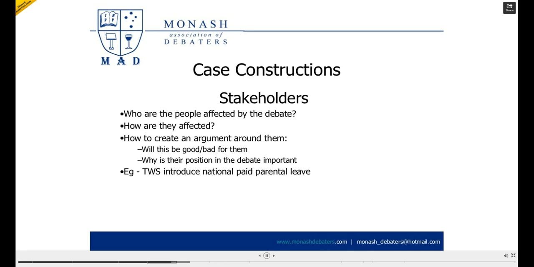So the example I had up here was just that, legalize the sale of organs. The one I wanted to use was about national paid parental leave. That's probably a good example of something that affects lots of different groups. You're talking about it affects businesses, it affects governments, it affects families, both the parents and the children. And it affects people without families.